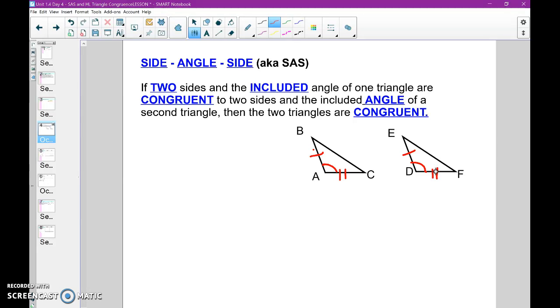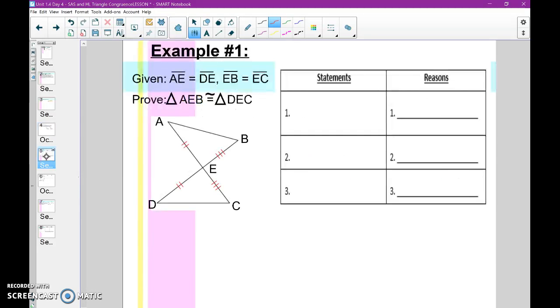It's super, super important that you pick that. If you do the one after it, it no longer proves that it's congruent. I know that sounds really picky, but if you pick C and F, it doesn't work. It's not side, angle, side anymore. Okay, so let's take a look at our first example.